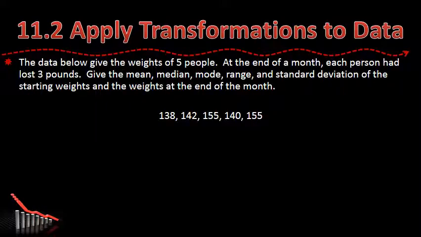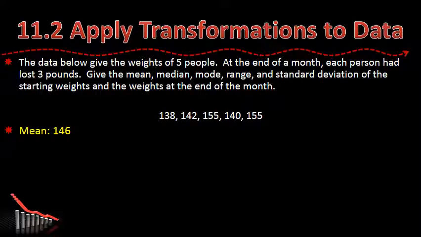For example, the data below give the weights of 5 people. At the end of a month, each person had lost 3 pounds. Give the mean, median, mode, range, and standard deviation of the starting weights and the weights at the end of the month. Well, to find the mean, I'd have to add those numbers together and divide by the number of numbers. So 138 plus 142 plus 155 plus 140 plus 155 divided by 5. And that gives me a mean of 146.